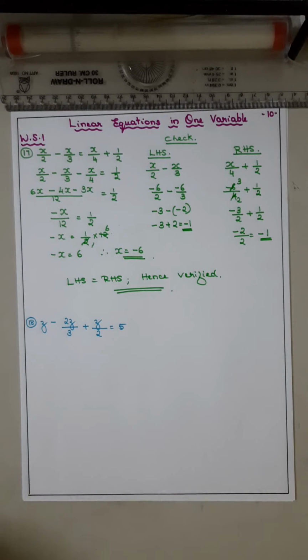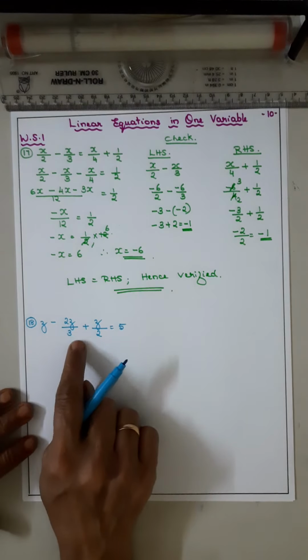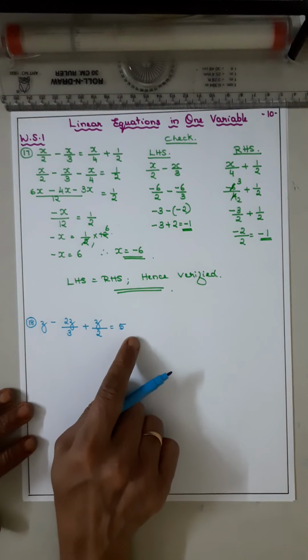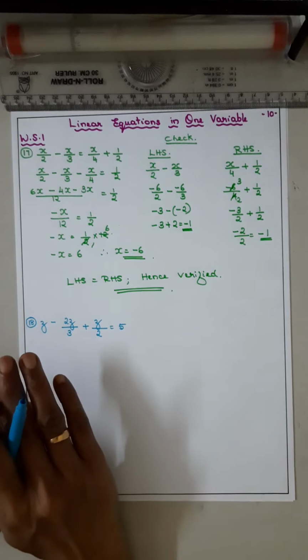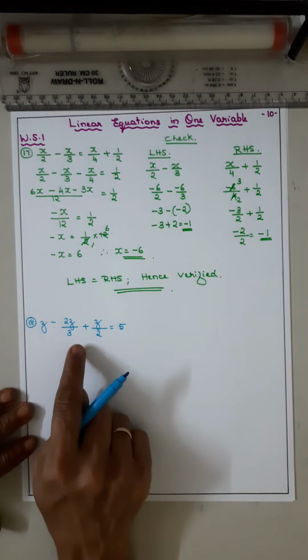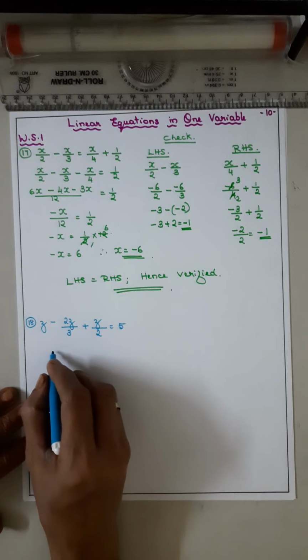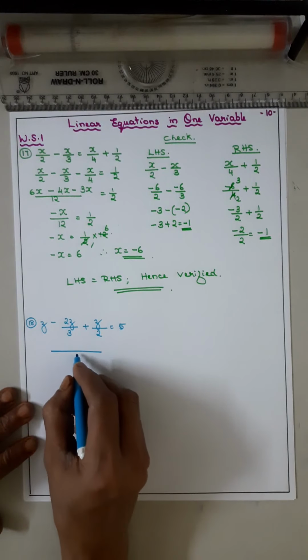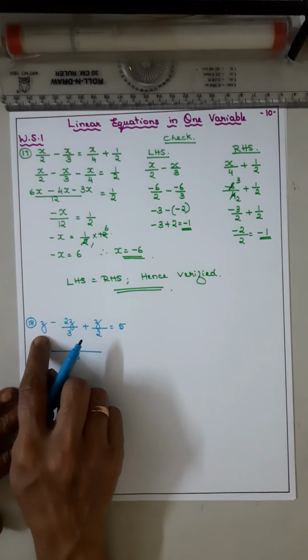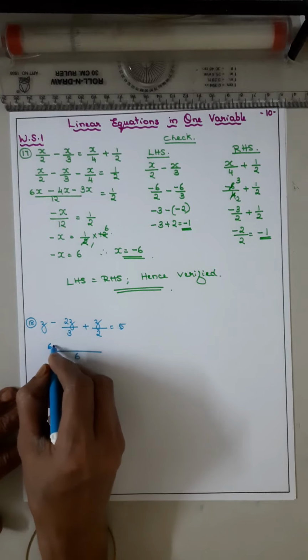Now coming to the 18th sum. z minus 2z by 3 plus z by 2 is equal to 5. So all z variables are on the left side itself. But here the fraction, isn't it? So we have to take the LCM. Now here it will be 1, isn't it? So LCM is 2 3s are 6. Now here it is 1, means 6 into 1, 6z.